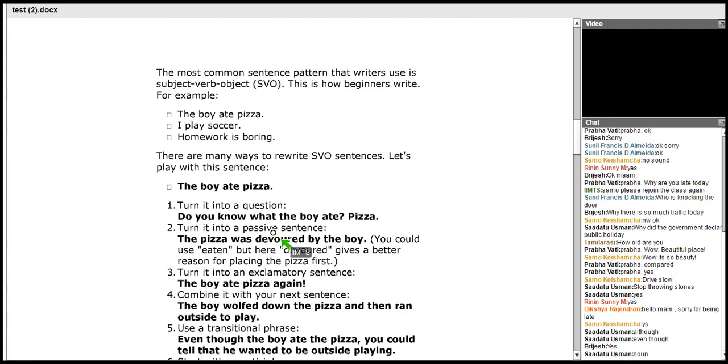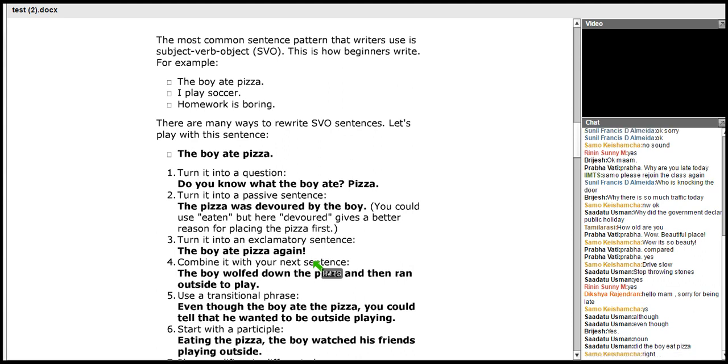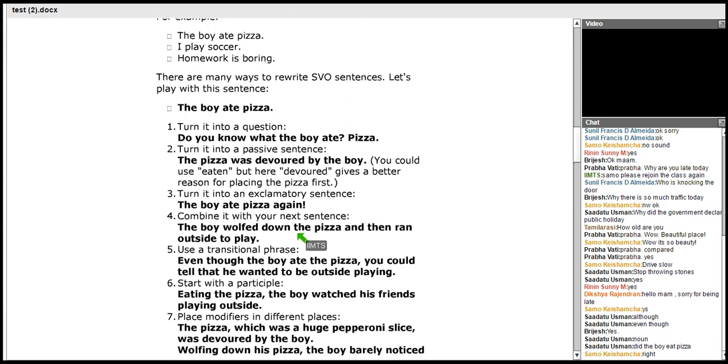Okay. Turn it into a passive sentence. The pizza was devoured by the boy. Was eaten by the boy. Right? Now exclamatory sentence. The boy ate pizza again! Right? The boy wolfed down the pizza and then ran outside to play.